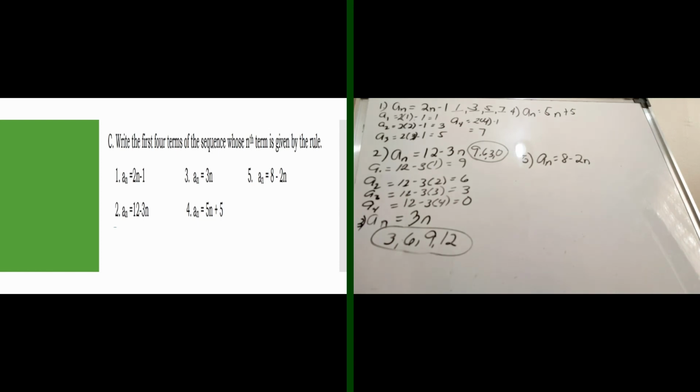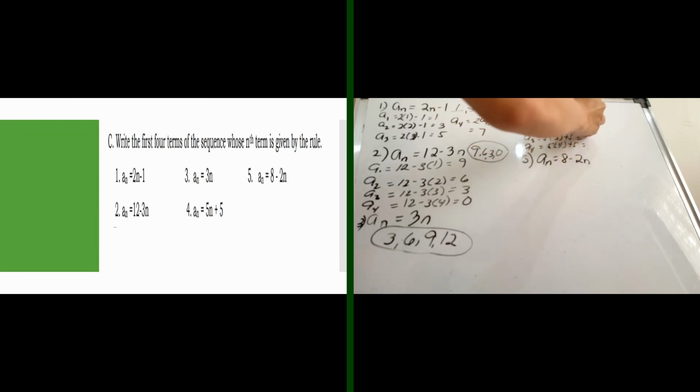Okay. So for number 4, your rule is a sub n equals 5n plus 1. So for your first term, 5 times 1 plus 1. Second term, 5 times 2 plus 1. Third term, 5 times 3 plus 1.